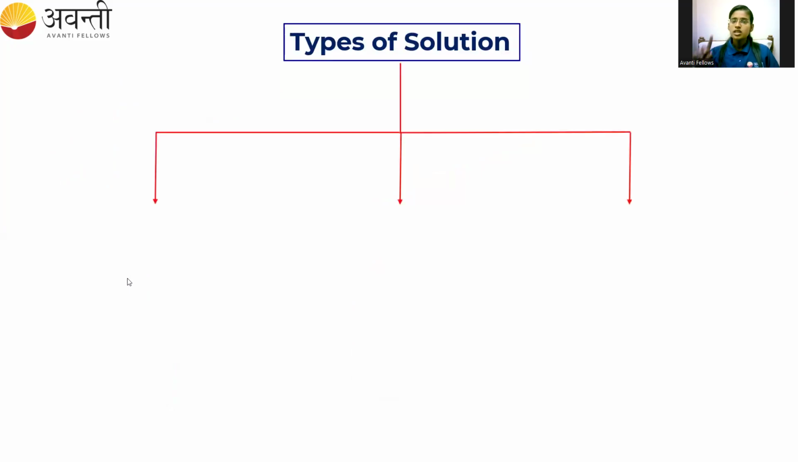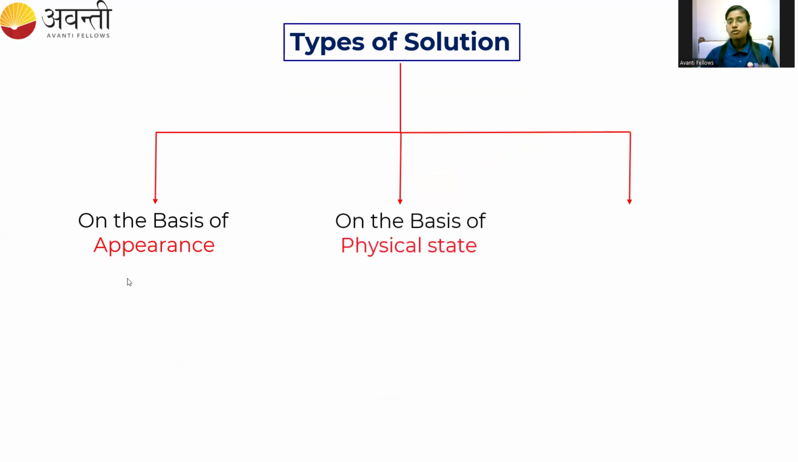First is on the basis of appearance. There are three types. First is on the basis of appearance. Second is on the basis of physical state. And third is on the basis of amount of solute. So these three are the classifications, or types, of solution. Let's do this one by one.